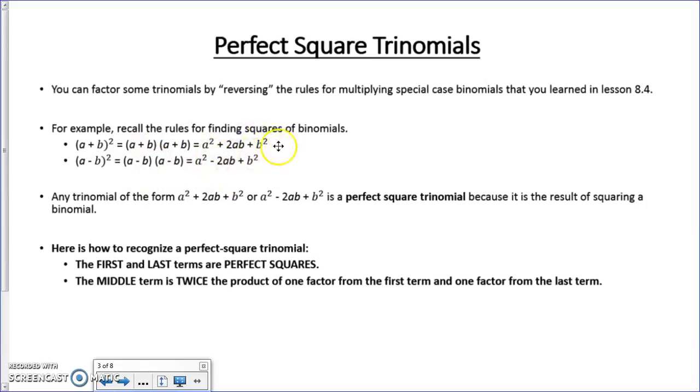We're going to be given a squared plus 2ab plus b squared, and we're going to be asked to factor it, and the answers are going to look like this. Any trinomial of the form a squared plus 2ab plus b squared or a squared minus 2ab plus b squared is a perfect square trinomial because it is the result of squaring a binomial. Here's how to recognize a perfect square trinomial. The first and last terms are perfect squares. The middle term is twice the product of one factor from the first term and one factor from the last term.